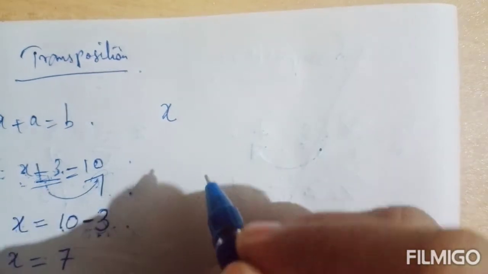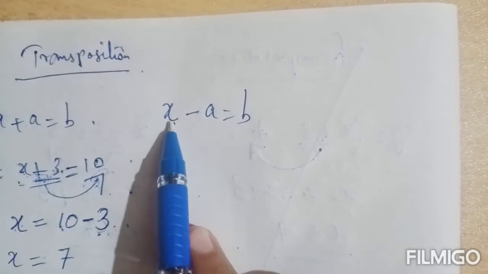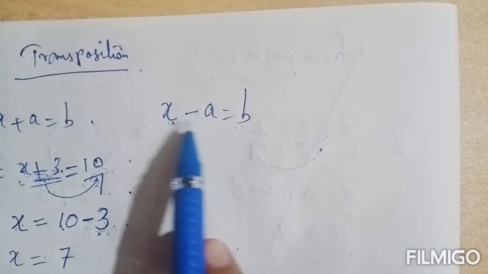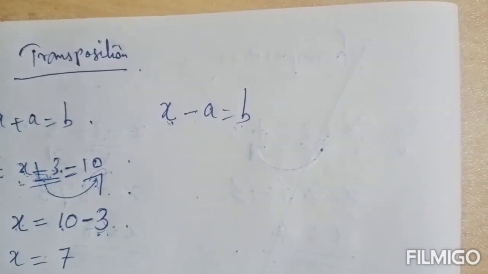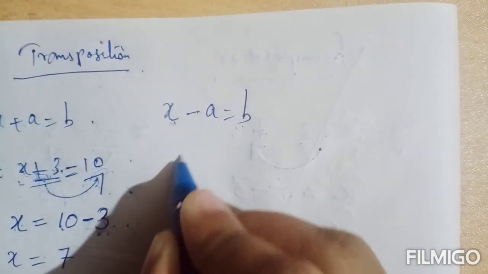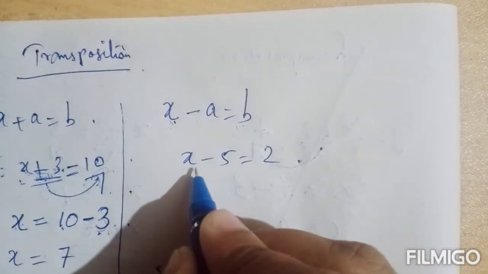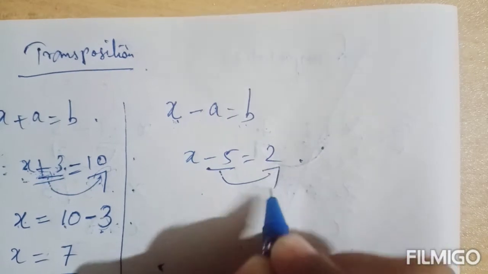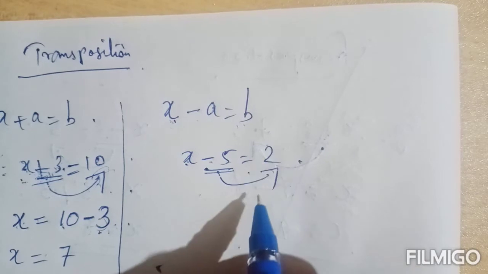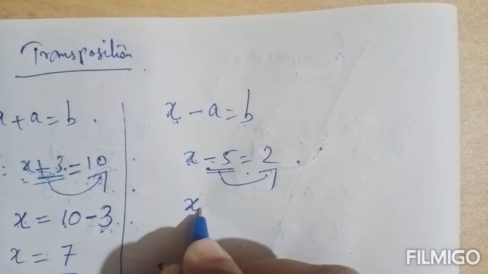Next, solving an equation of the form x minus a equal to b. Now how to solve a linear equation of the form x minus a equal to b using transposition? Let us take an example, x minus 5 equal to 2. So here, minus 5 we are taking to the other side. Along with the variable x there is minus 5, so we are taking that to the other side, so that the x will be alone on the left side.